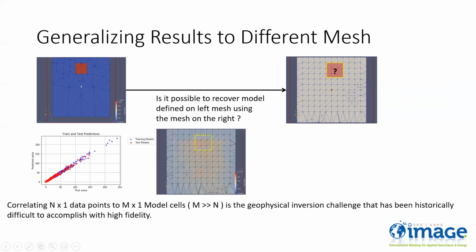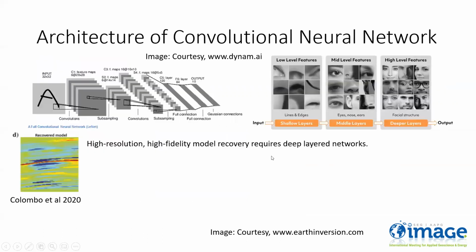However, the recovered image is no longer a sharp boundary cube, but rather a smooth, diffuse image reminiscent of model recovery using conventional least squares methods. So yes, machine learning is also not immune from the age-old curse of dimensionality that has plagued geophysicists for generations.